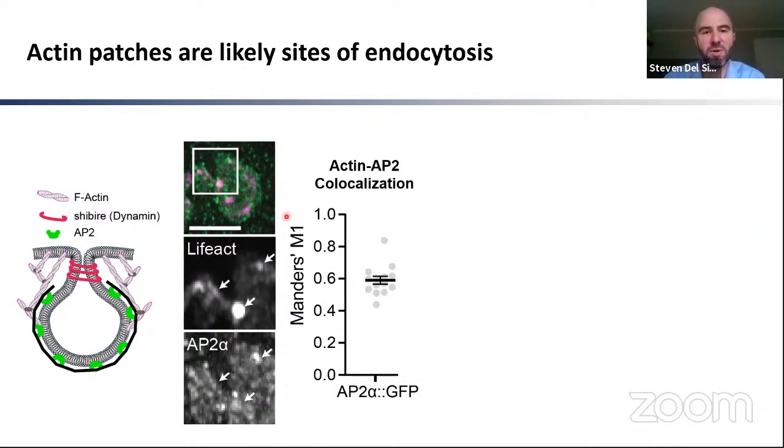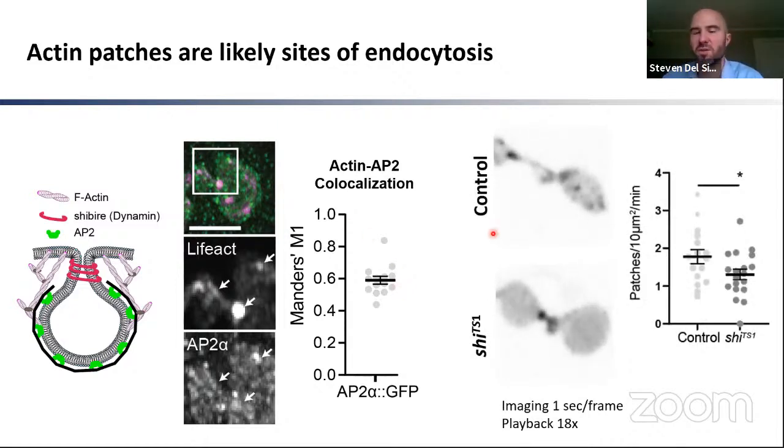And we see that they frequently co-label with the endocytic adapter AP2. So this is an F-actin marker here in magenta and the endocytic adapter AP2 in green. And you can see these areas of overlap that's quantified here. And then when we disrupt endocytosis using a temperature-sensitive Shibire mutation, so this is a mutation in dynamin, which effectively shuts down vesicle cycling in this synapse, we see a significant decrease in actin patch formation, suggesting that it is coupled to endocytosis.